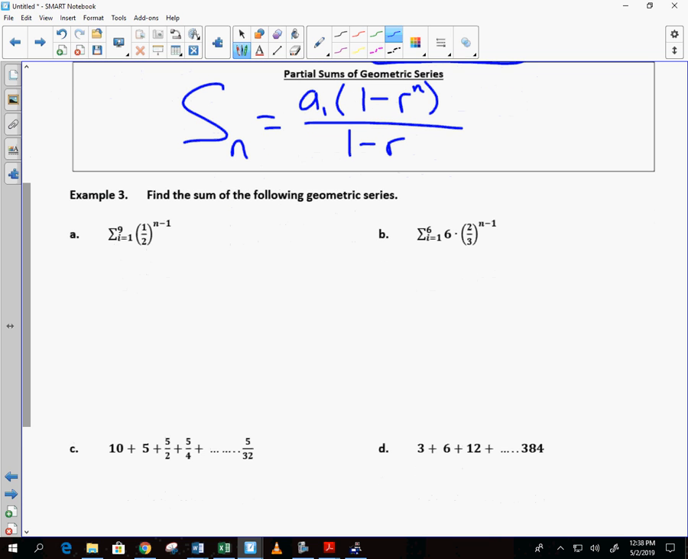So in this situation, you don't need to know the a sub n term. You just need to know the a sub 1 term, and then r. You also need to know the number of terms. So watch how this plays out.